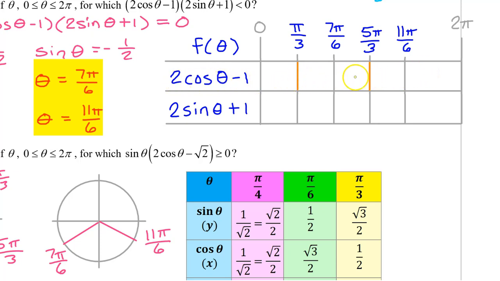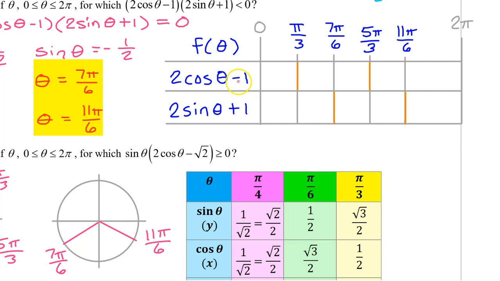It's helpful to highlight these two positions because these are the only two places where the first factor might change signs. Therefore, instead of having to check 5 different intervals, I really only have to check 3: left, middle, and right. Similarly, the factor of 2 sine theta plus 1 was equal to 0 at 7 pi over 6 and 11 pi over 6. So, this factor might change signs at 7 pi over 6 or 11 pi over 6. Again, instead of having to check 5 different intervals, I really only need to check 3: left, middle, and right.